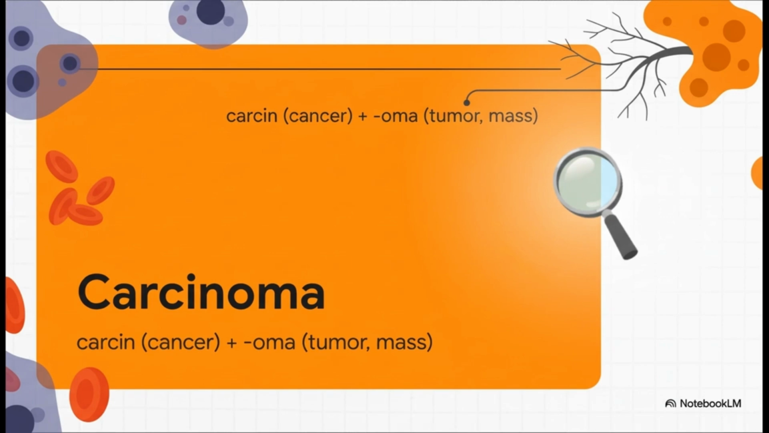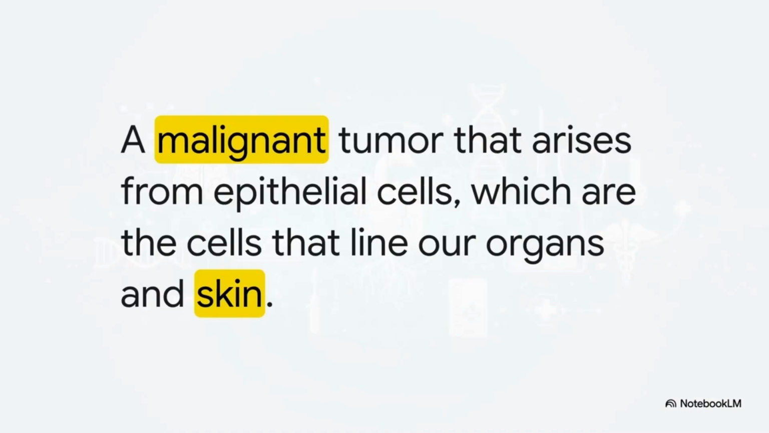Next up is a term for a very specific and very serious type of disease: carcinoma. The root, carcin, means cancer, and that suffix, oma, means a tumor or a mass. And this term is incredibly precise. It doesn't just mean any cancer. That oma suffix tells you it's a tumor, a mass. And more specifically, it's a malignant tumor that comes from epithelial cells, the cells that line our organs and our skin.